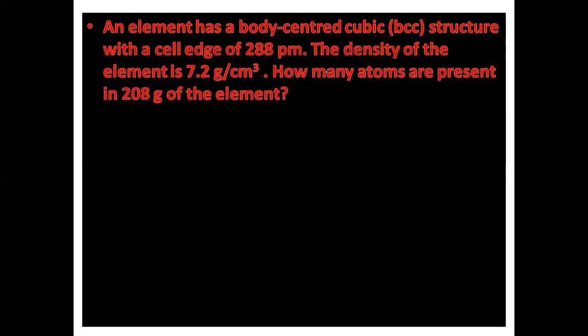Next numerical, an element has body-centered cubic structure. Body-centered cubic structure means Z is equal to 2, with edge length 288 picometer. A is equal to 288 picometer. Now in this case we have to convert it into centimeter. The density of element is 7.2 gram per centimeter cube. How many atoms are present in 208 gram of the element?